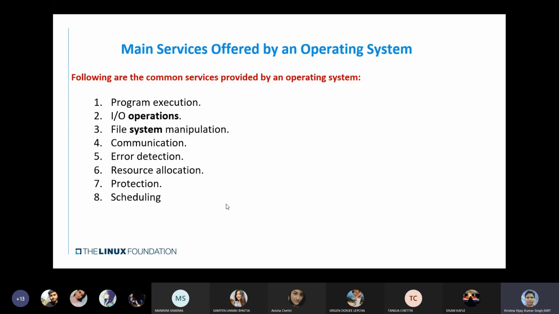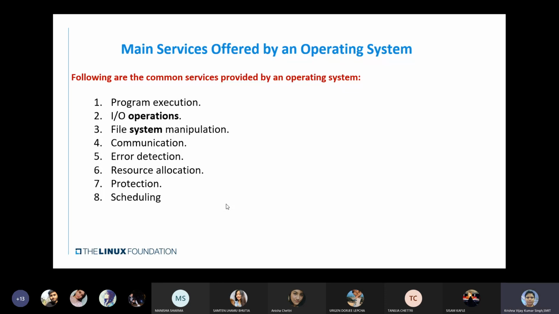Then input output operations. If a user wants to feed some data into the computer or a program, the operating system must provide a way for the user to feed and read or get data from the system.